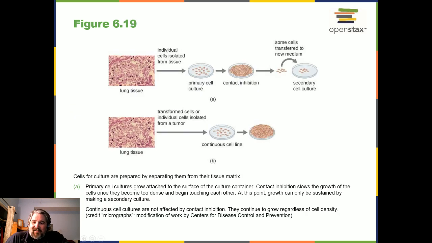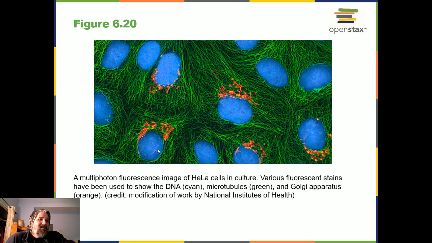Now, looking at cell culture. All right, so here's a multi-photon fluorescence image of HeLa cells in culture. We have a stain showing the DNA, a stain showing microtubules, and then the Golgi apparatus. HeLa cells are cells that were obtained from Henrietta Lacks. Hopefully most of you have heard of this by now.